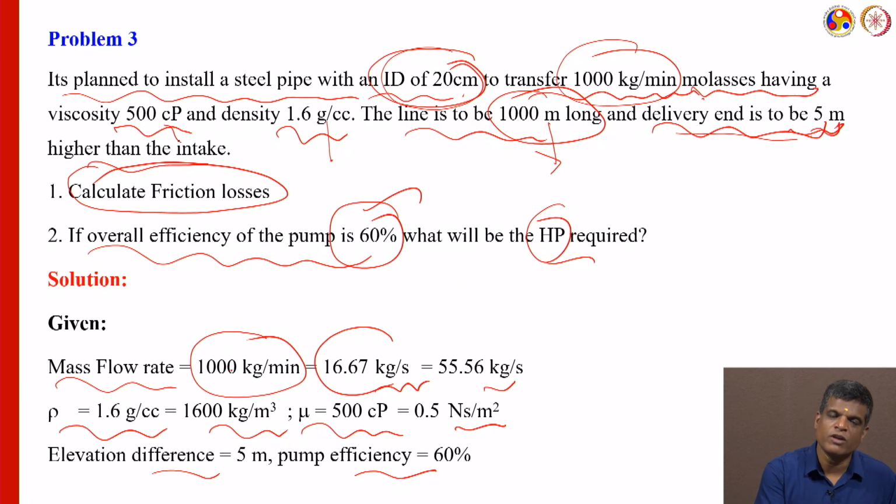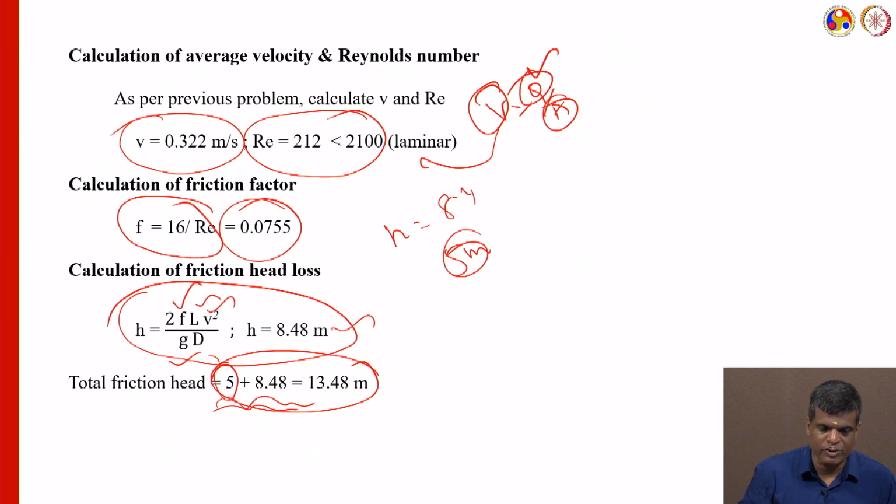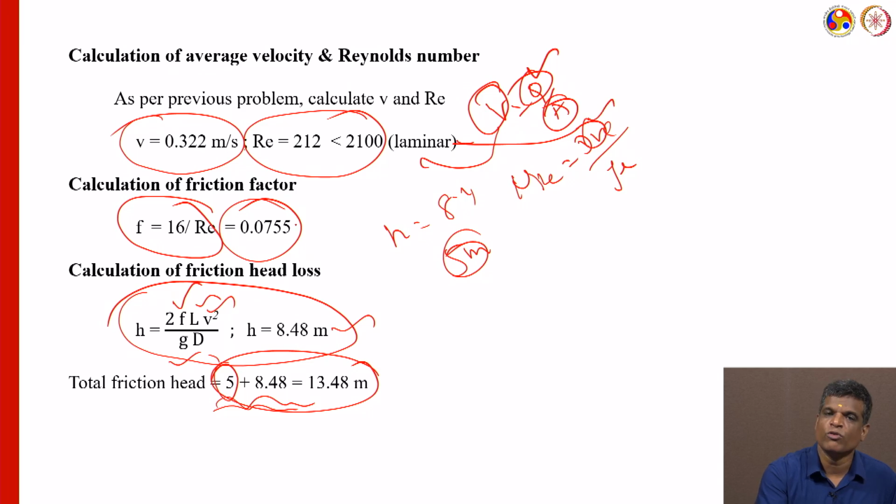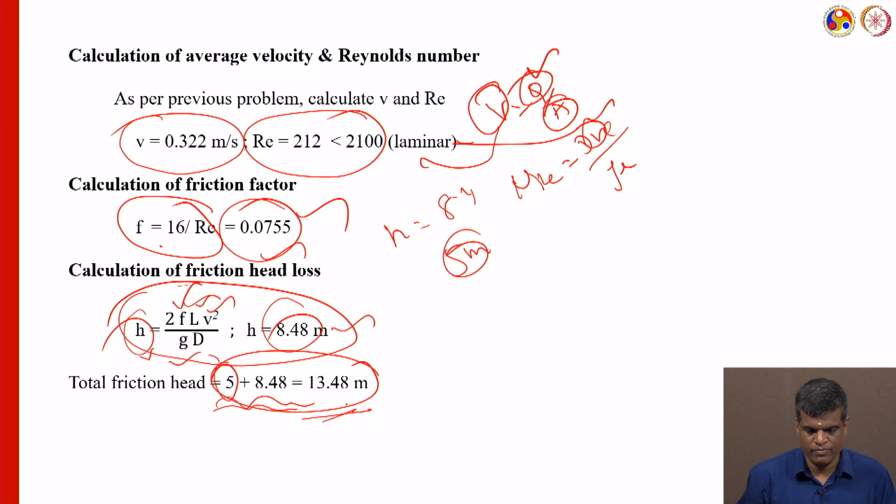Same way, you convert the mass flow rate into volumetric flow rate, because we have to calculate velocity. Why do you want velocity? We have to use it in the Reynolds number. Reynolds number equals d V rho by mu. Once velocity is done, we calculate the friction factor, F equal to 16 by Re. Then everything is known except the head, so we calculate the friction head loss. From there we got 8.48, and with the 5 meter already there, the total friction head is 13.48 meter.